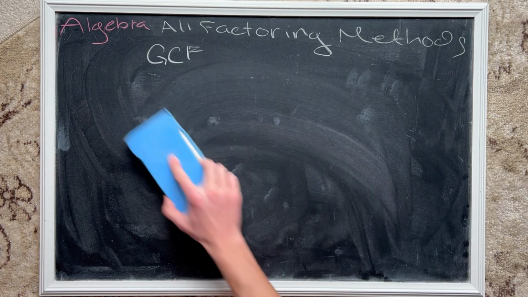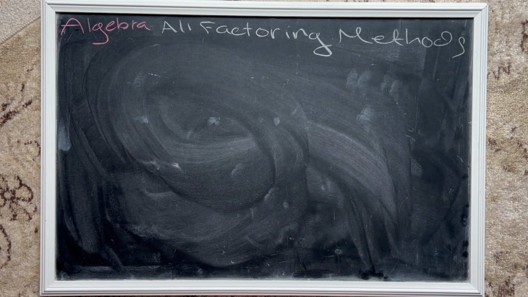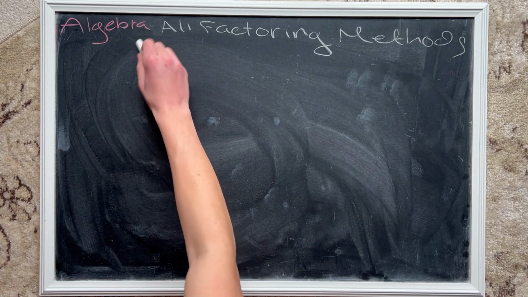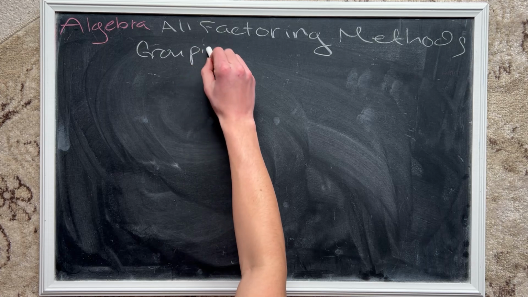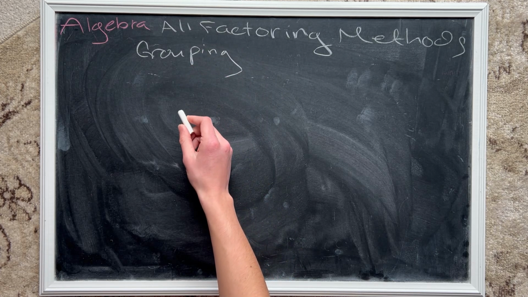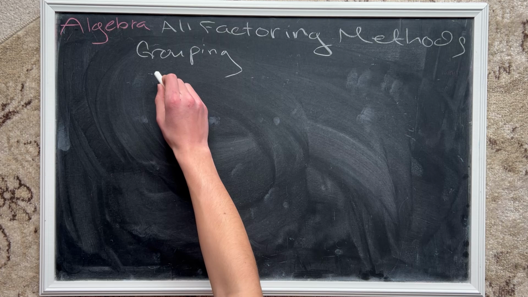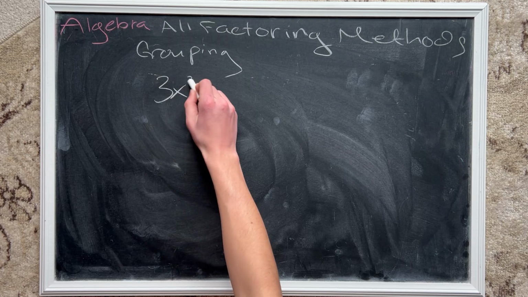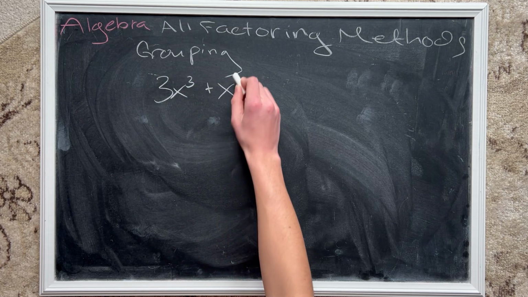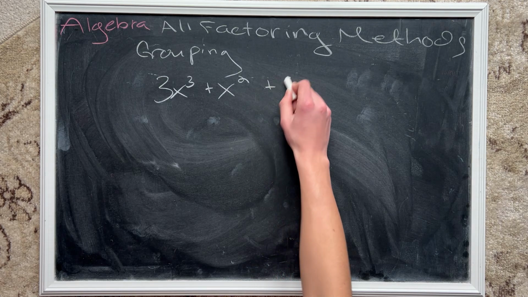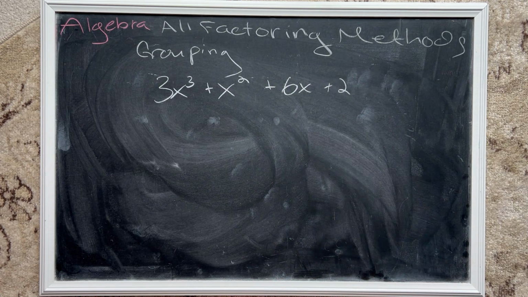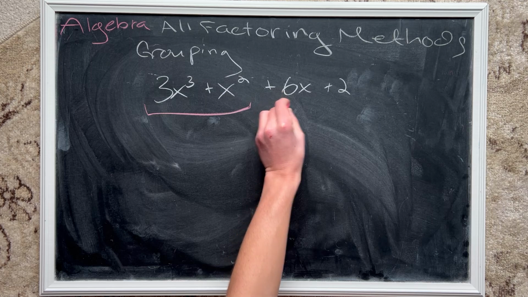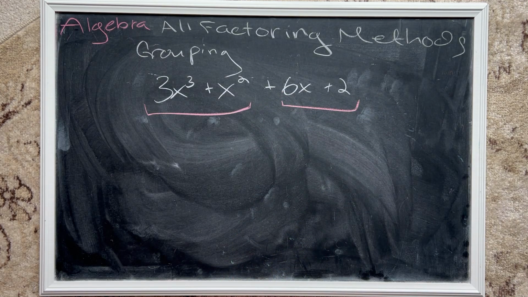So next, I'll show you factoring by grouping, which is kind of a repeated version of this. So our expression is 3x cubed plus x squared plus 6x plus 2. Alright, so we're actually going to separate this into two groups, if we want to call them that. So this group here and this group here. So we're basically going to take out a greatest common factor from both groups.